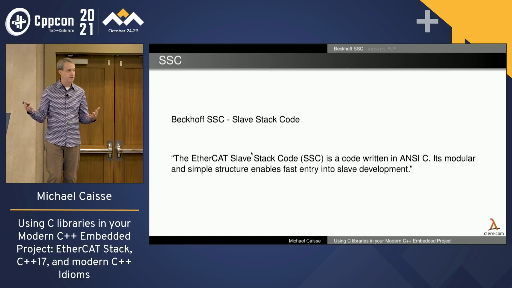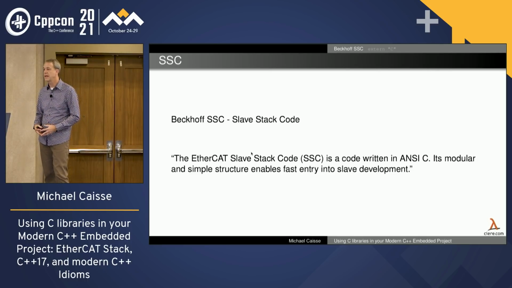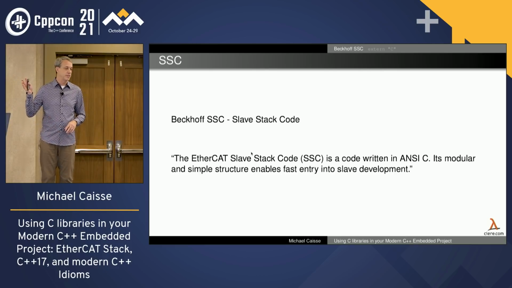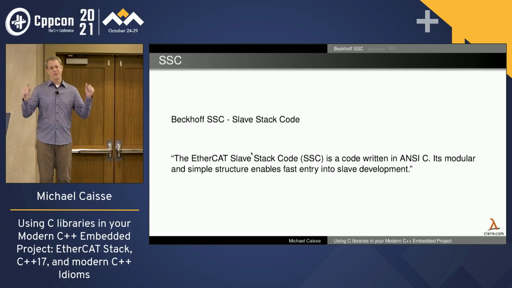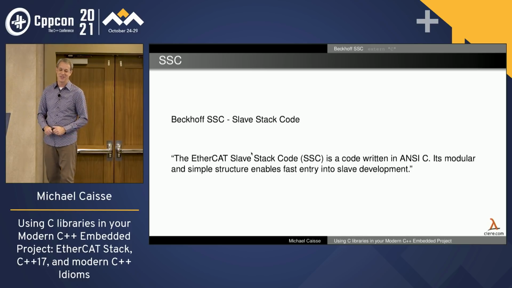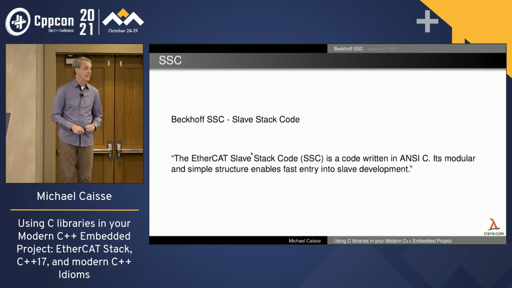They're the ones that thought of the idea. And if you're a member of the ETG, you can just get what they call the slave stack code. It's basically, as they say, code written in ANSI C. Exciting. And its modular and simple structure enables fast entry into slave development. That sounded like exactly what I needed, right?